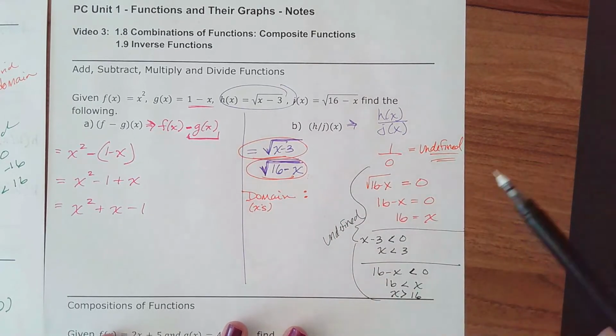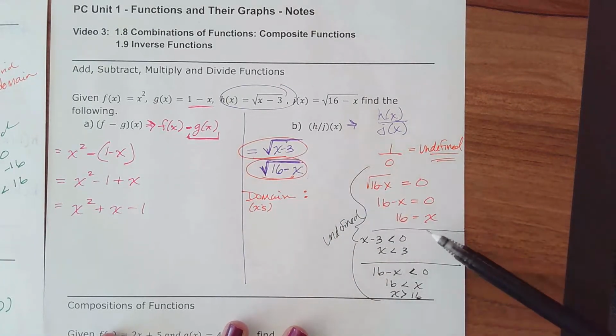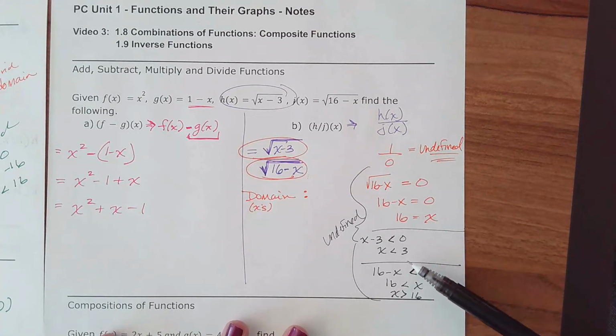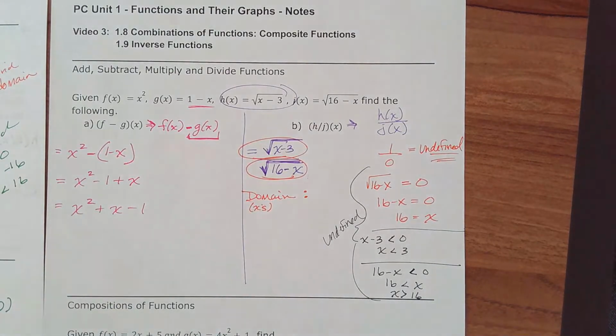It's undefined when the fraction has a 0 on the bottom. That's when x is 16. It's undefined when x is less than 3. It's also undefined when x is greater than 16. Okay, so if these are all the places where it is undefined, where is it defined?